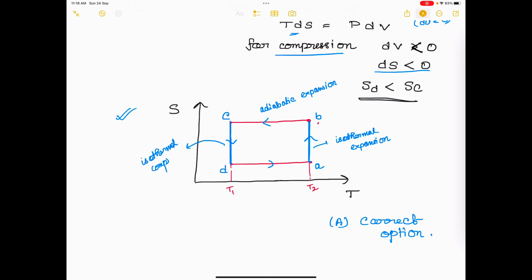Since it is a compression, we can see that there is a decrease in the volume, and the decrease in volume results in a decrease in the entropy. That's why the entropy is decreasing from C to D. Again from D to A, it should be an adiabatic compression. So in this way, we can represent the Carnot cycle. So option A is going with what we have found out. Therefore, option A should be the correct option.